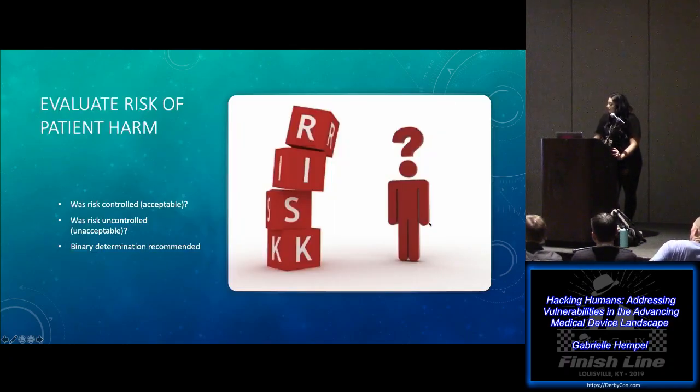It's also necessary to evaluate the risk of patient harm in medical device breaches or exploits. We need to determine whether the risk of patient harm is controlled, which is acceptable, or uncontrolled, which is unacceptable. Oftentimes, this is done by assessing a matrix with a combination of exploitability and severity of patient harm. A binary determination is recommended by the FDA, i.e. one or the other, with no gray areas.